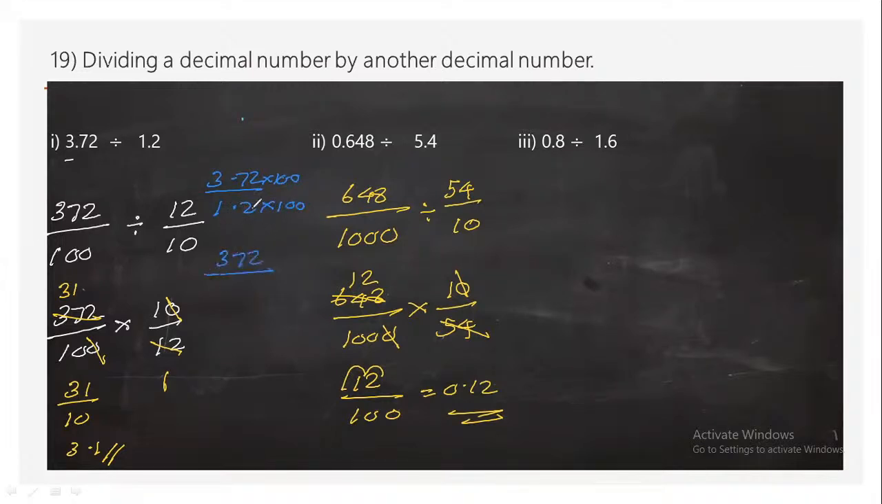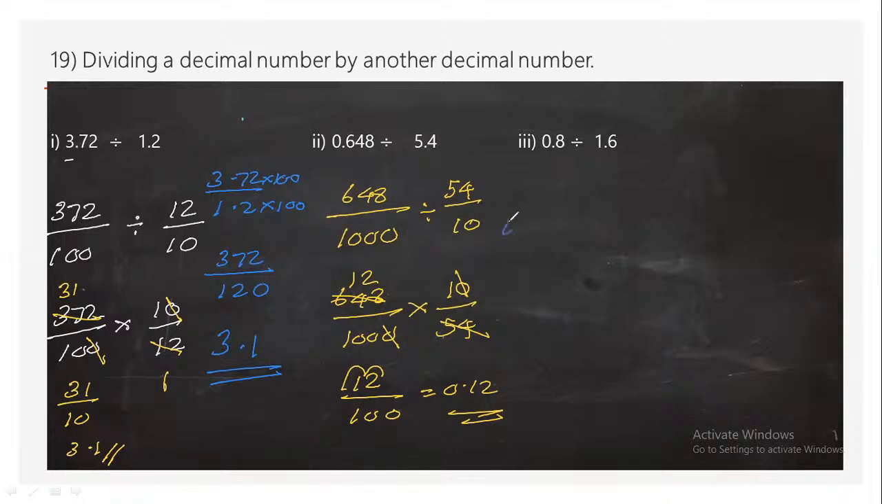372 over 2 places, no? It means it is moving 1, 2, so 120. Then 372 divided by 120 is 3.1. Right? 3.1 is the answer here. Then this one also, the same procedure you can follow.